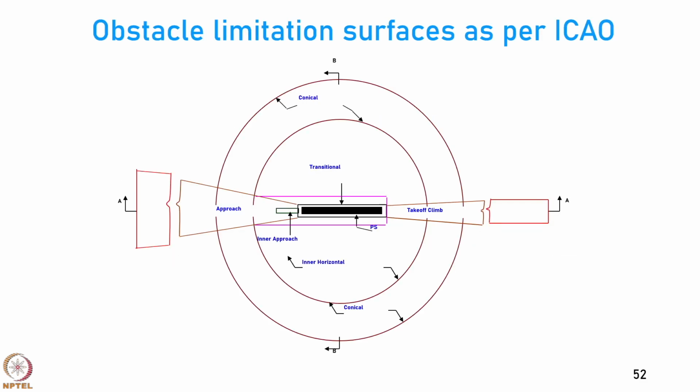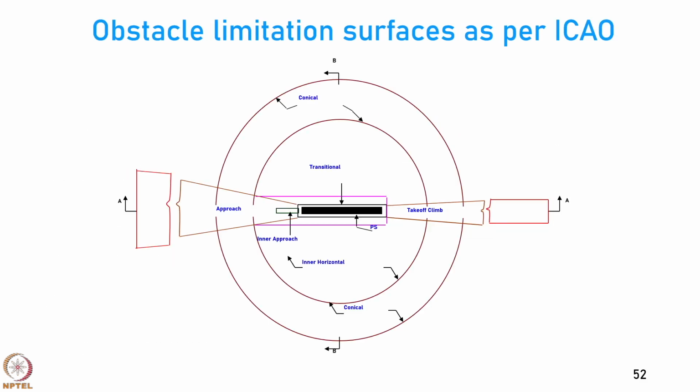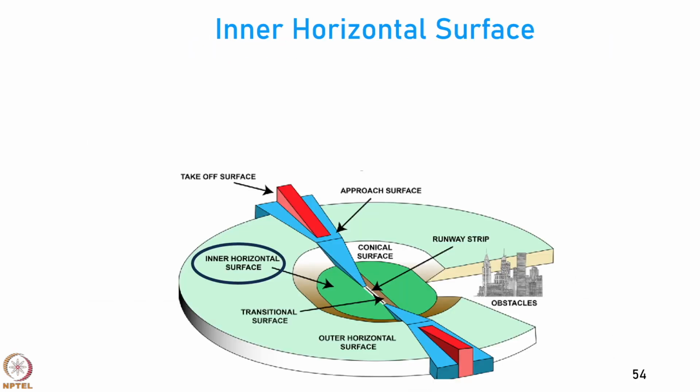In the top view, what we have seen in the previous slide is the isometric view. Here is the same figure in the top view, and we will now see each of these in a little bit more detail. And this is a cross sectional view of the surfaces. Again, we will see them one by one later on. So, let us first look at the inner horizontal surface, shown as marked in the figure below.